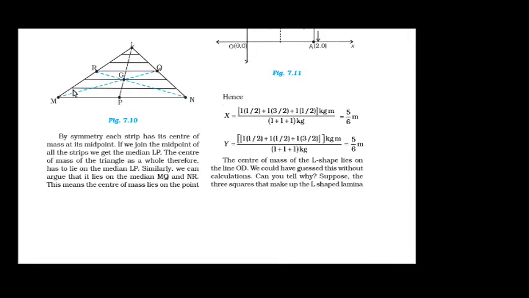So let us divide this into parallel strips which are parallel to MN, and the center of mass of each strip falls here, falls here, falls here, falls here, and falls here. Now we can draw a line joining the points. The line is LP.